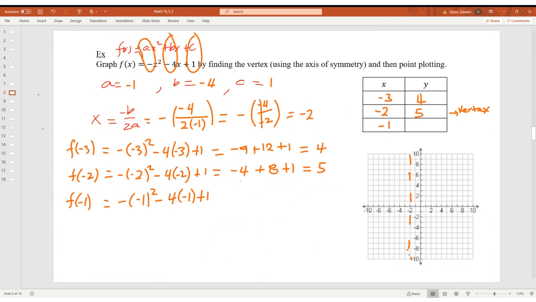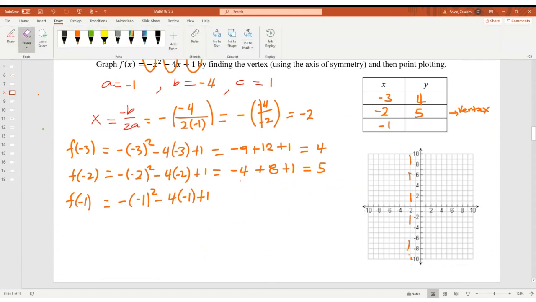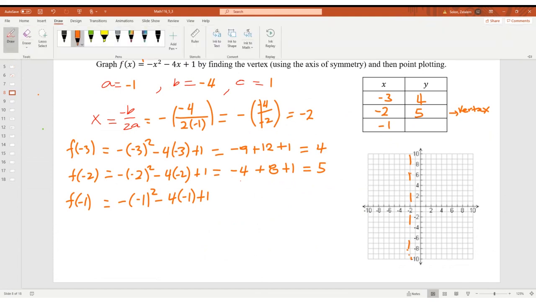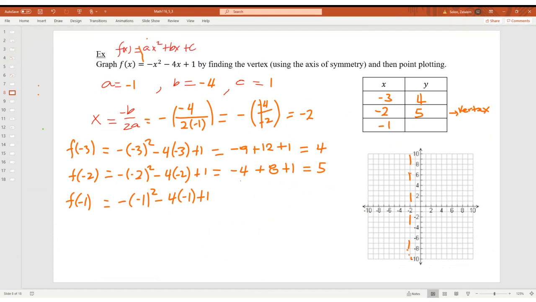Next, we go to f of negative 1. So you just plug in negative 1 into the function. So this comes from the function, okay? If you guys can see at the top here. It comes from this function. Negative x squared, which is in this case negative 1 squared, minus 4x, minus 4 times negative 1 plus 1. Okay, so negative 1 squared is 1. So we have negative 1 plus 4 plus 1. Negative 1 plus 4 is 3, plus 1 would be 4. So we have 4, 5, and 4.